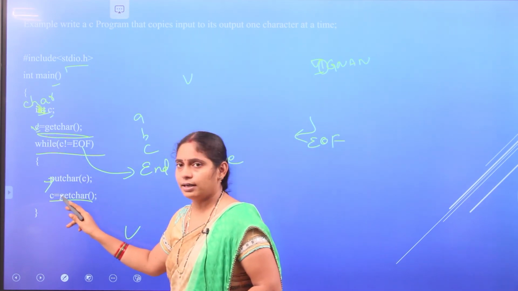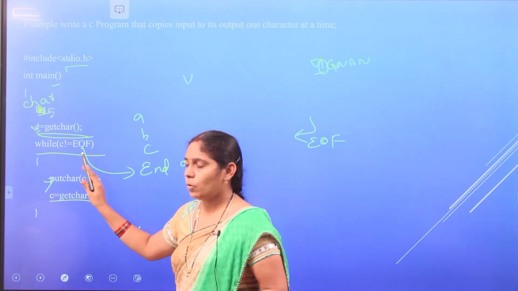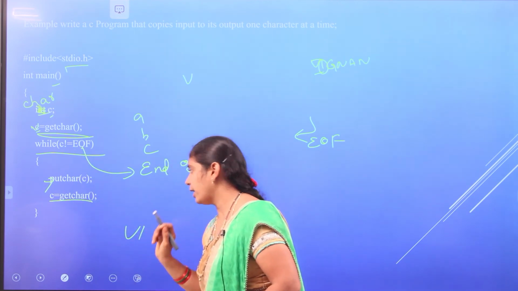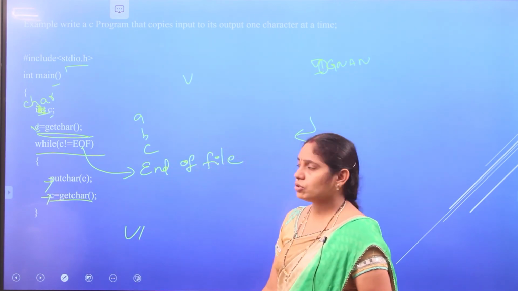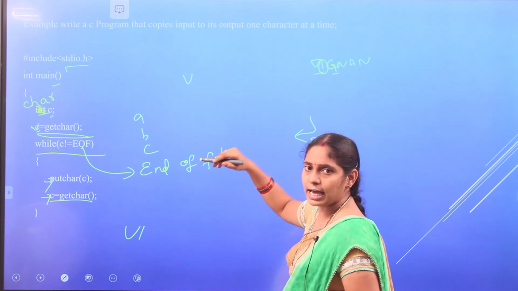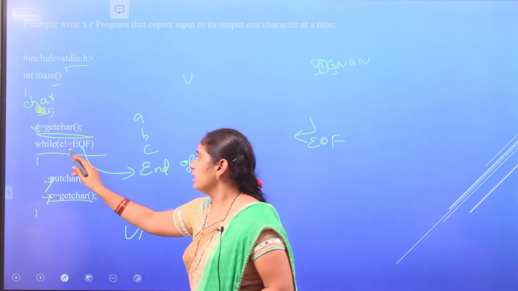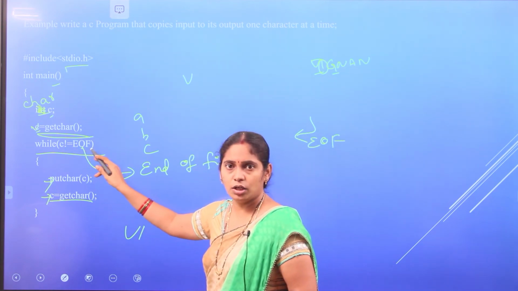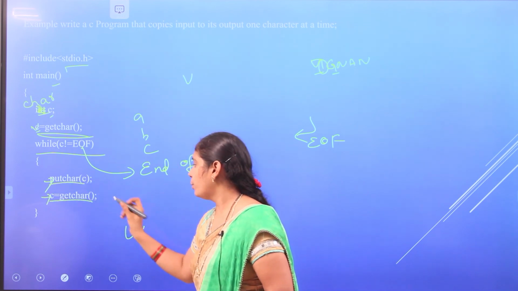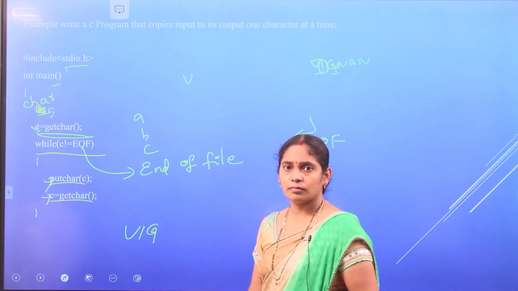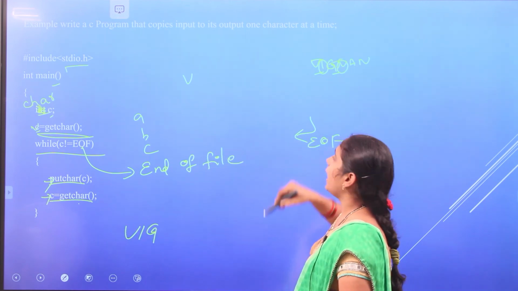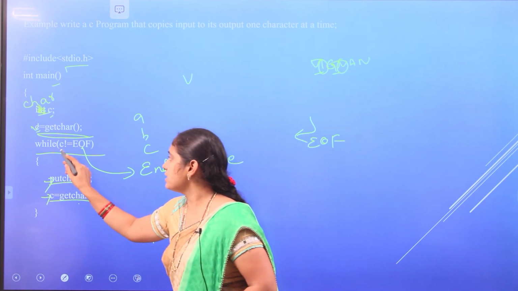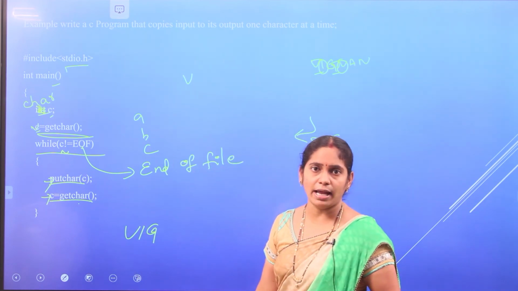And it comes here. Is it end of file? No. Then it prints that, I. And then C equal to get char, so the next character it reads. The next character is G. Is G equal to end of file? No. Then it prints that. After that, it reads the next character, which is N, and it comes here. Is N equal to end of file?